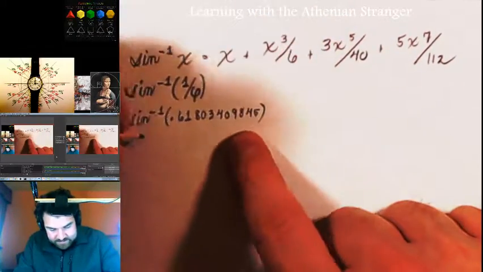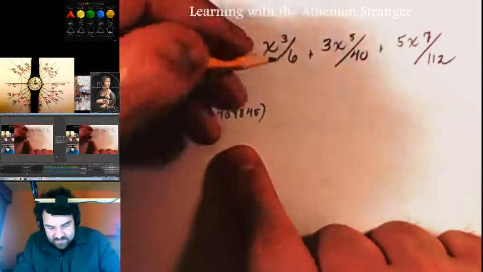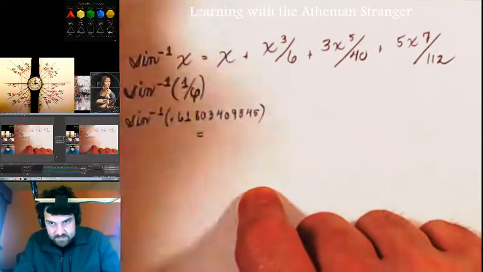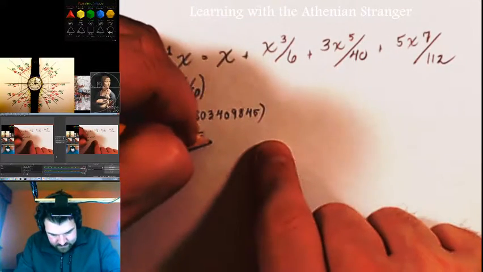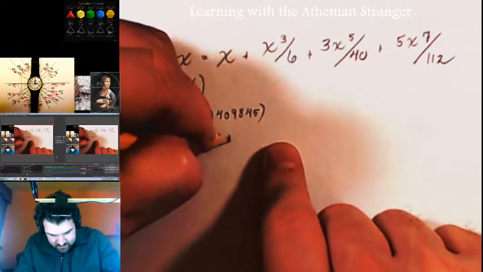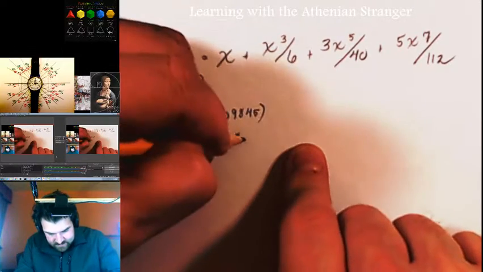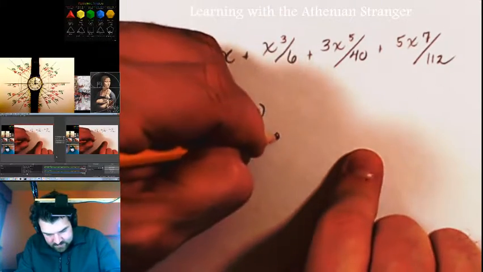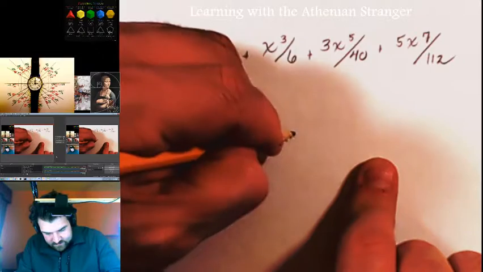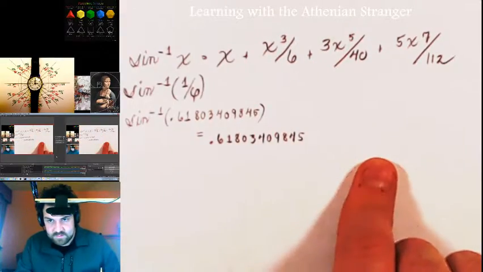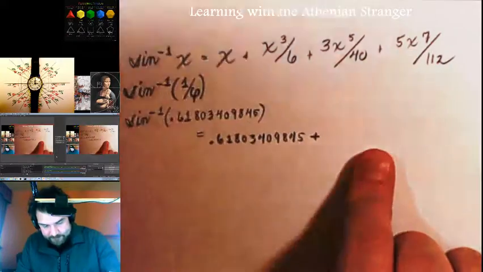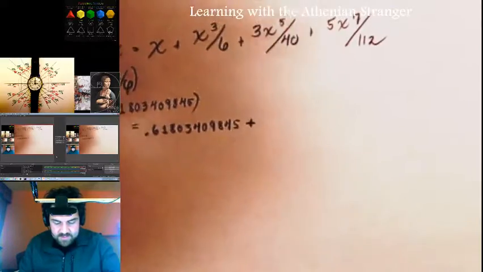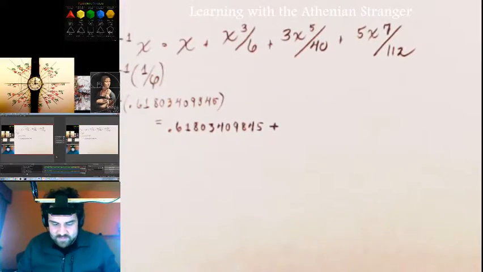I'm going to say the inverse sine of this equals, now I'm going to plug in here, here, here, and here, okay? 0.618033409845. Plus, I think it's important to write it out so you see what's happening in real time. There's no funny business going on in the background, okay?